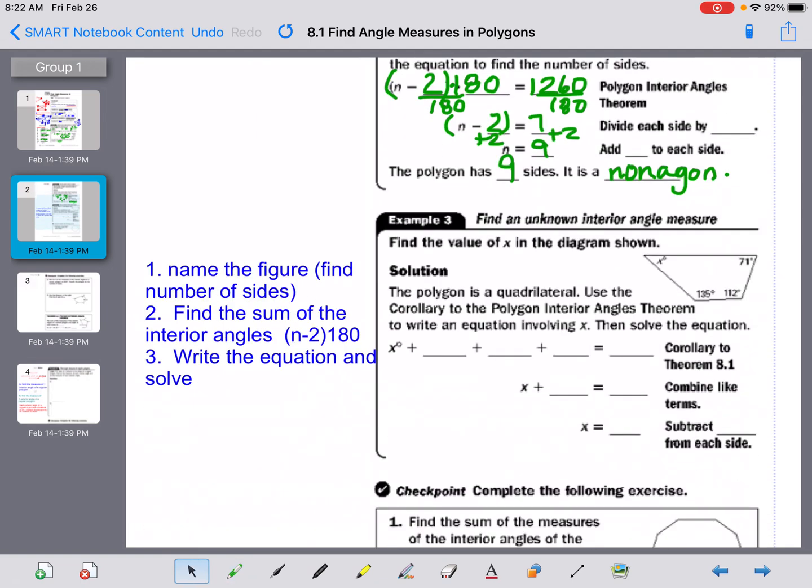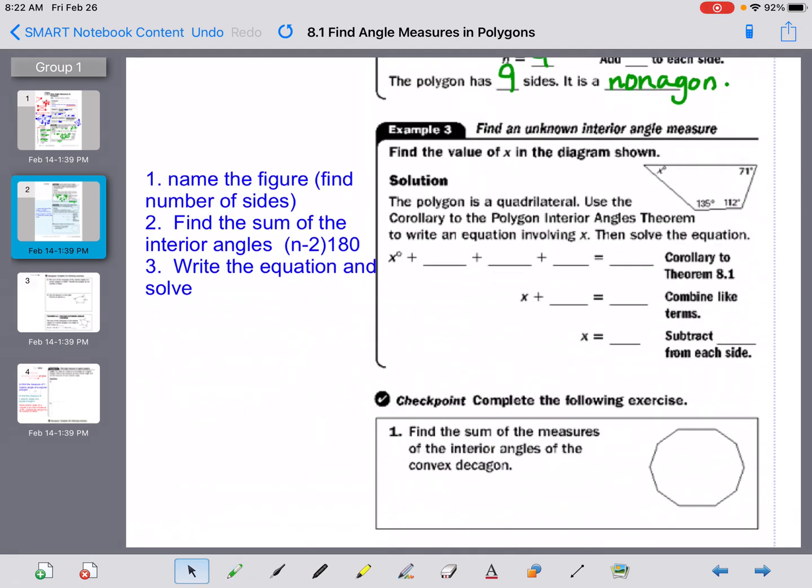All right. For the next one, it says find the value of x in the diagram shown. And I will tell you, you're going to see a lot of these in your homework, and this is what you have to think of when you get there. So find the value of x in this diagram. I have all the angles inside this quadrilateral marked, but some of them are x and some of them are numbers. So I have to know what they should all equal.